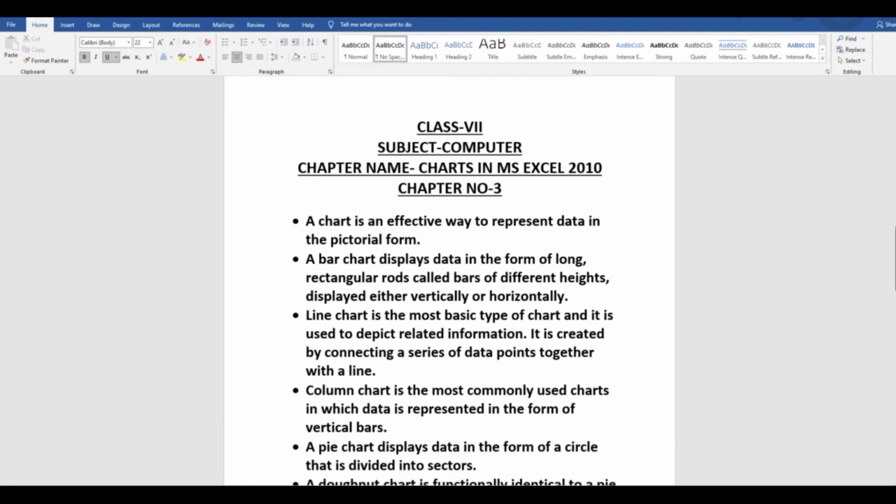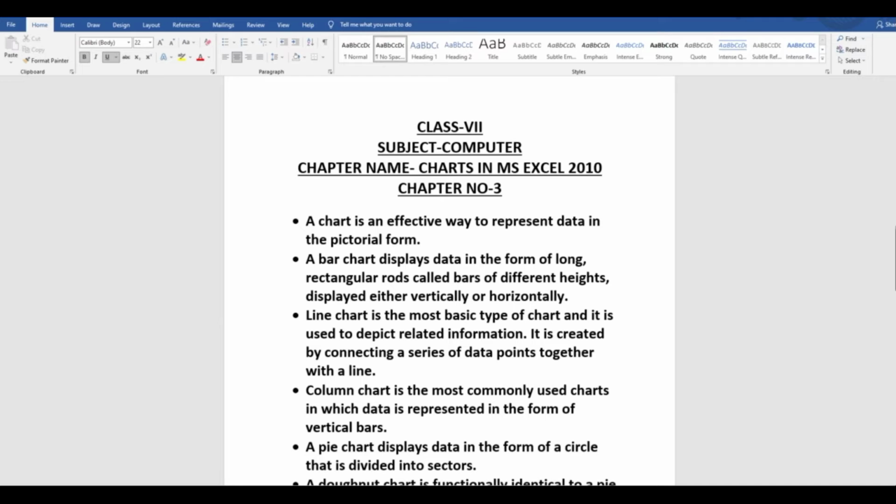Now, what is a line chart? A line chart is the most basic type of chart and it is used to depict related information. It is created by connecting a series of data points together with a line. This type of chart is often used to plot changes in data over a period of time, such as change in fuel prices over a period of a year, production or sales trends over a period of time, monthly temperature changes, effect of a scientific experiment, etc.